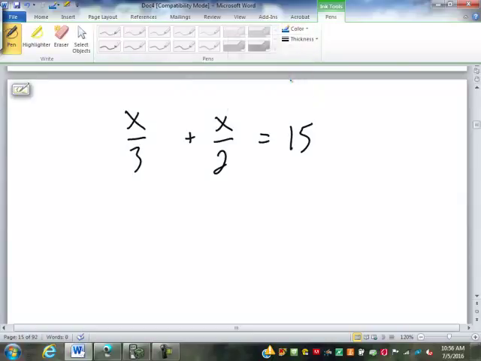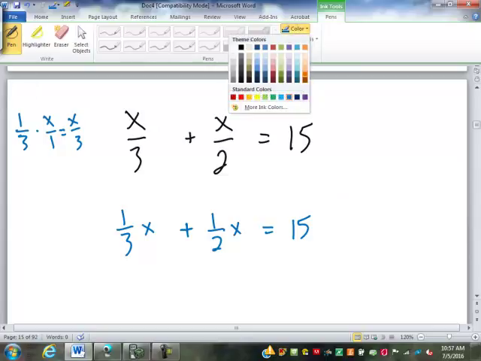One of them is to look at x over 3 as being 1/3 x. Because if I think about it, 1/3 times x becomes 1/3 times x over 1. 1 times x is x, 3 times 1 is 3. It becomes x over 3. So 1/3 times x, or 1/3 x, is equal to x over 3. So then what does the x over 2 become? 1/2 x. So 1/3 x plus 1/2 x equals 15.